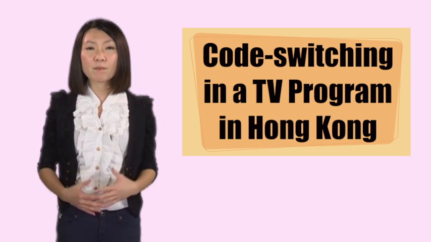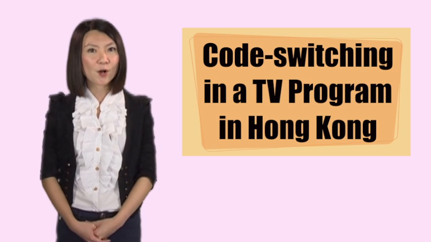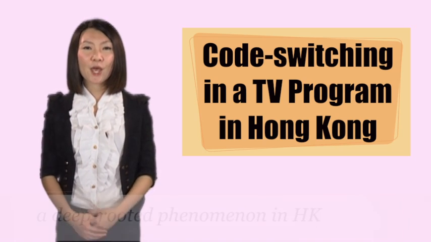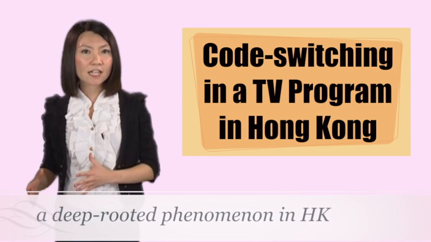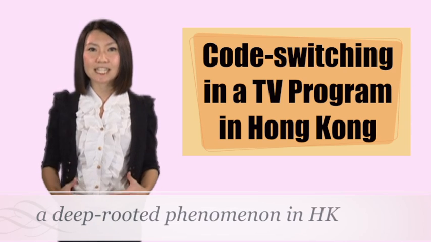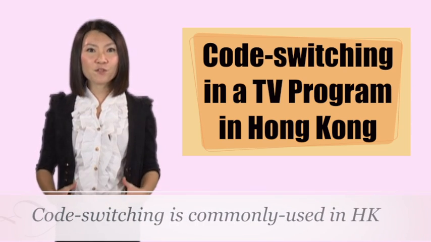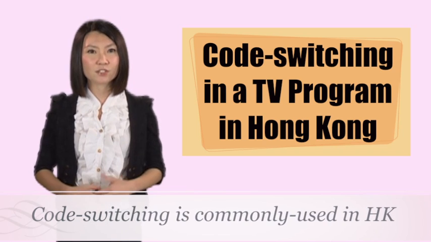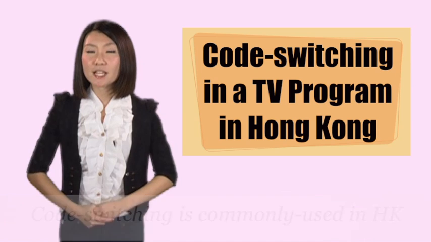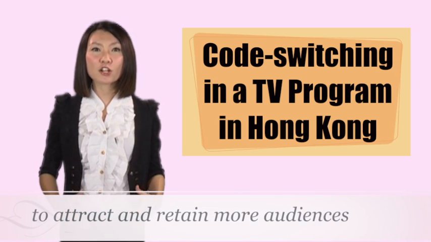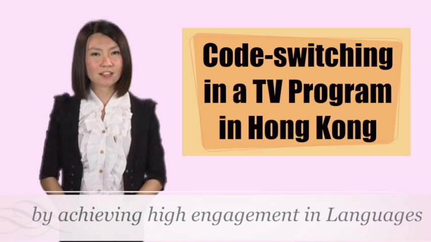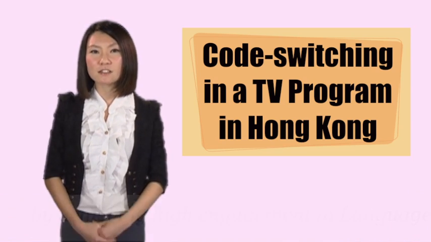Code-switching is very common in multilingual regions, such as in Hong Kong, which had been a colony of Britain for over 100 years. Code-switching between Cantonese and English is a deep-rooted phenomenon in daily lives of Hong Kong people. Therefore, it is very common for TV programs in Hong Kong to use code-switching in their production as well. TV programs aim at attracting and retaining a large proportion of audiences by achieving a high engagement in languages. So, it is worth studying the concept of code-switching in the TV programs in Hong Kong.